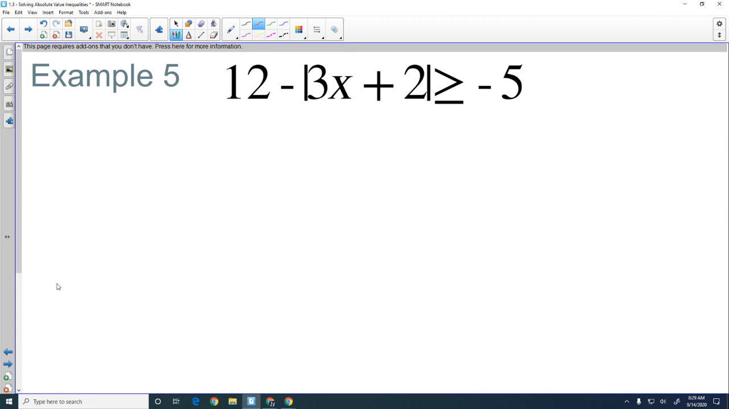So just like solving an equation, remember the first thing is to get that absolute value all by itself on one side. So what do you need to cancel out on the left side first? What do you need to move in order for the absolute value to be all by itself?